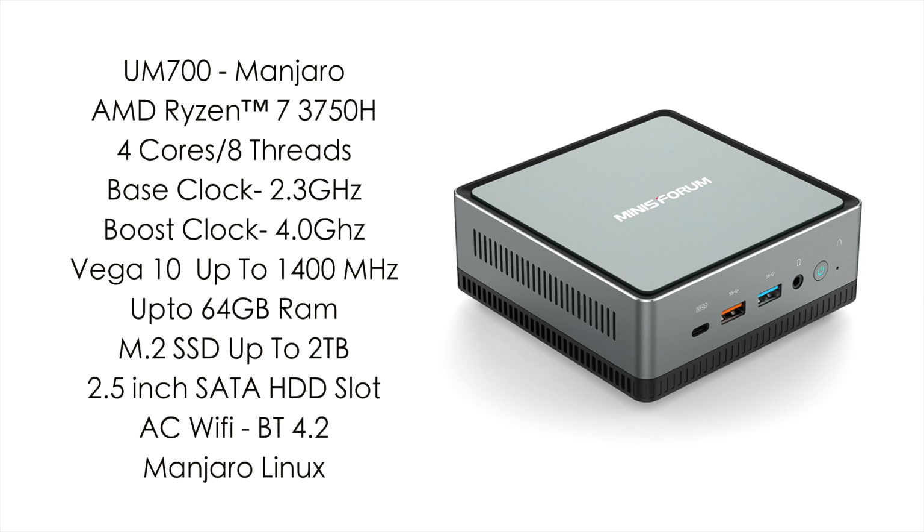It will accept up to 64 GB of RAM, dual slot SODIMM up to 2400 MHz. A single M.2 SSD up to 2 TB. You can also add that 2.5 inch SATA drive, be it mechanical or SSD. It also comes with AC Wi-Fi and Bluetooth 4.2, and this is running Manjaro Linux out of the box. We're working with the Linux version of the UM700 in this video.